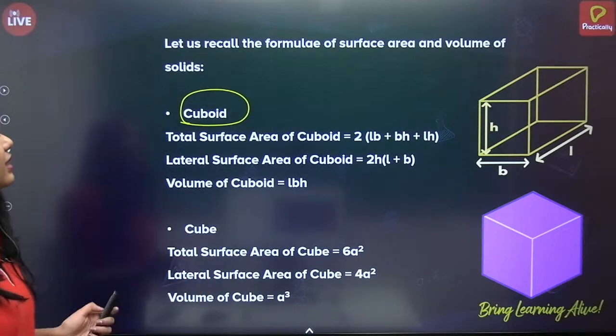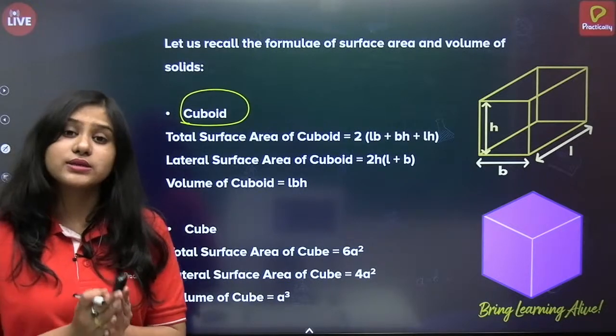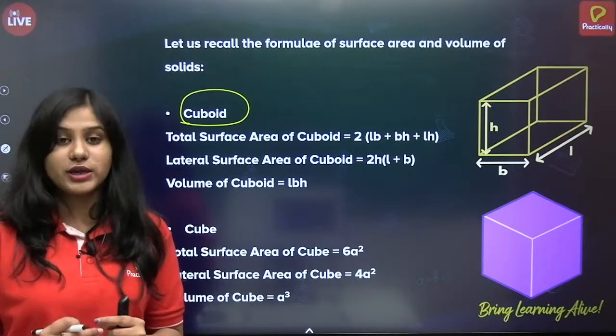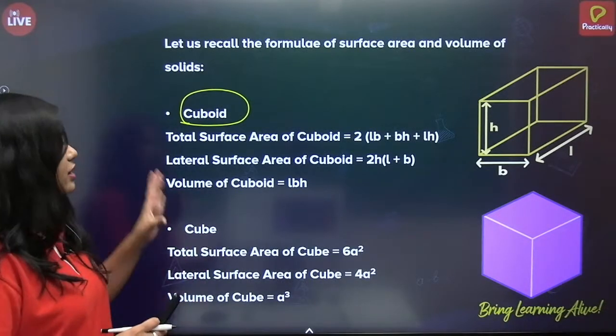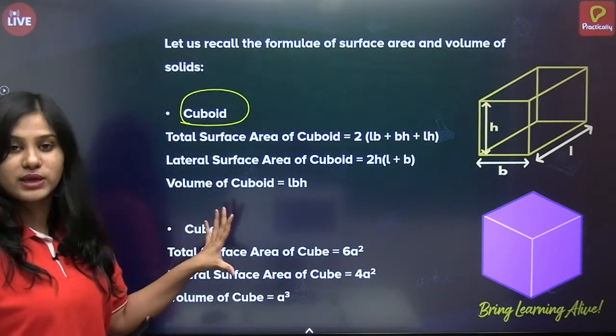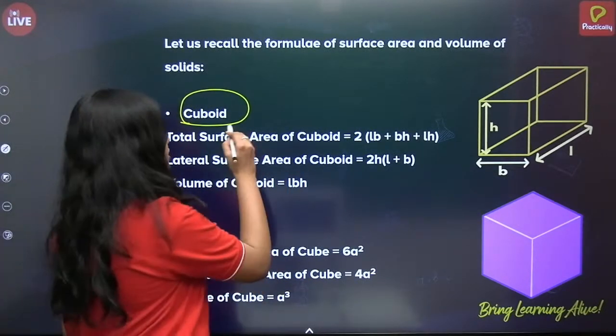Okay. Next. So to apply these concepts, what is the basic thing we need? We need to know the formulae of surface area and volume of a few solid figures. So here we will be recalling all the required formulae of the solid figures. So the first one here is cuboid.